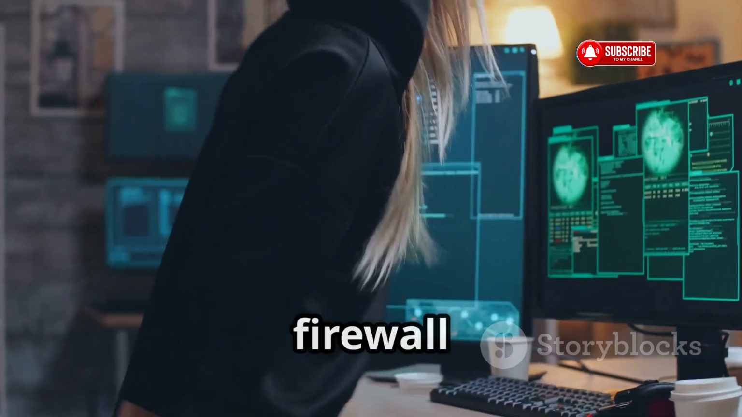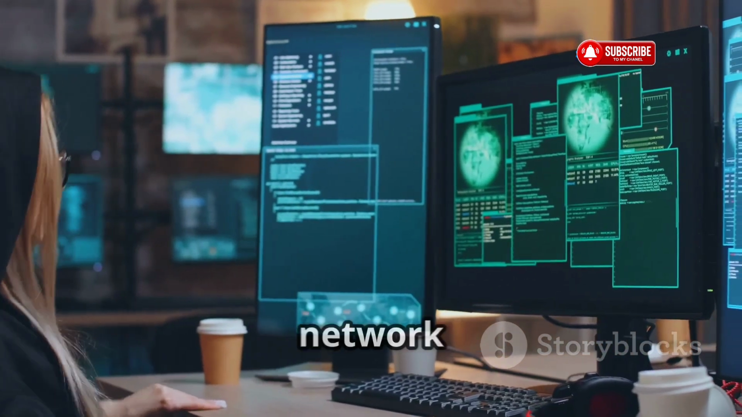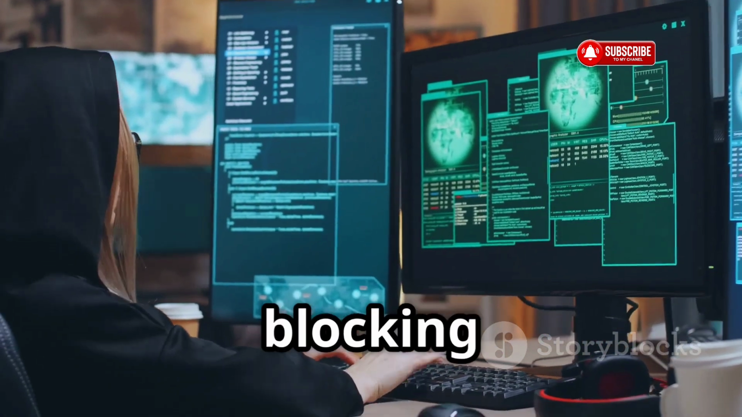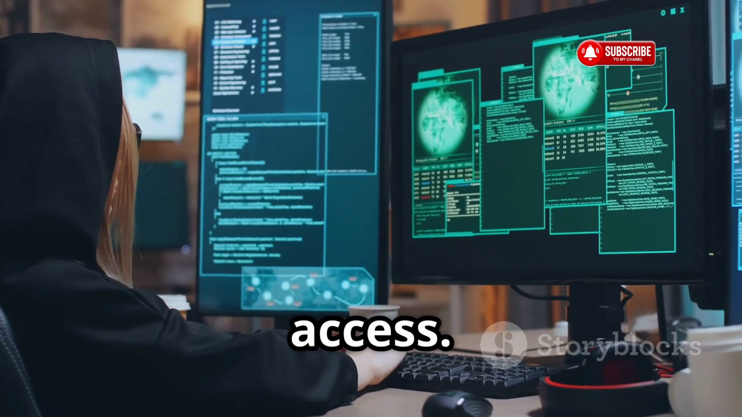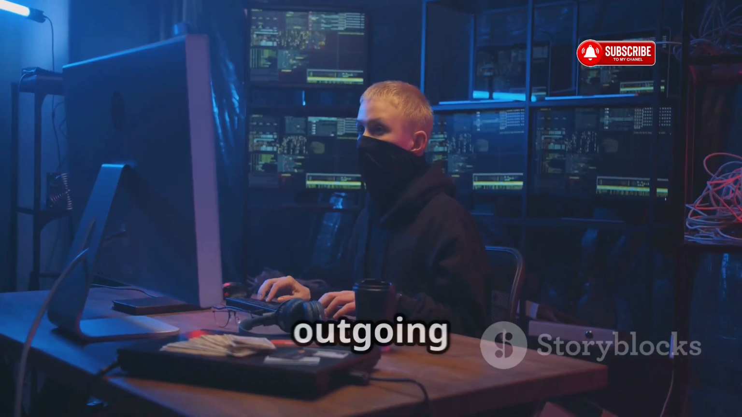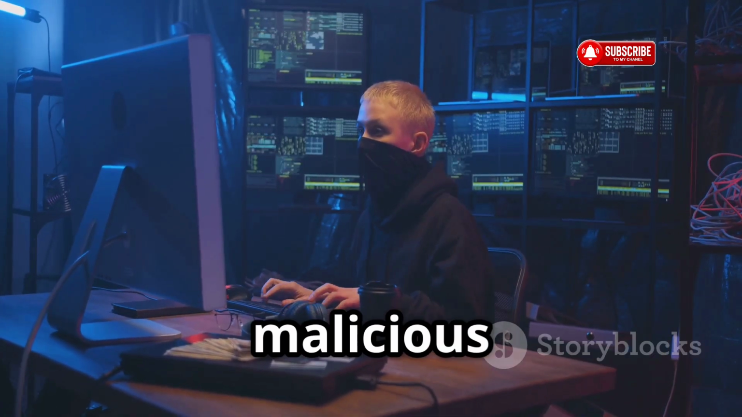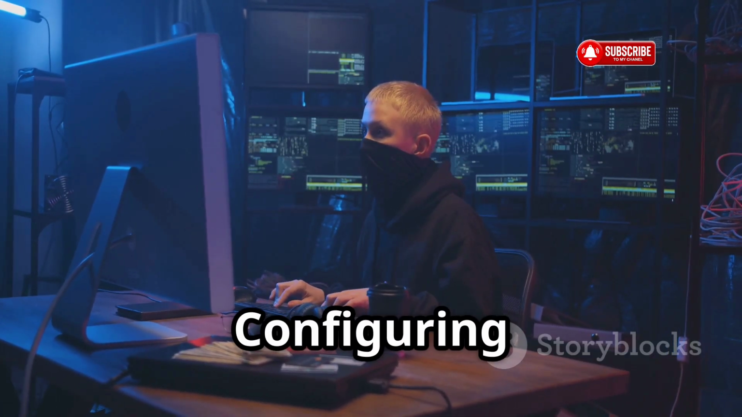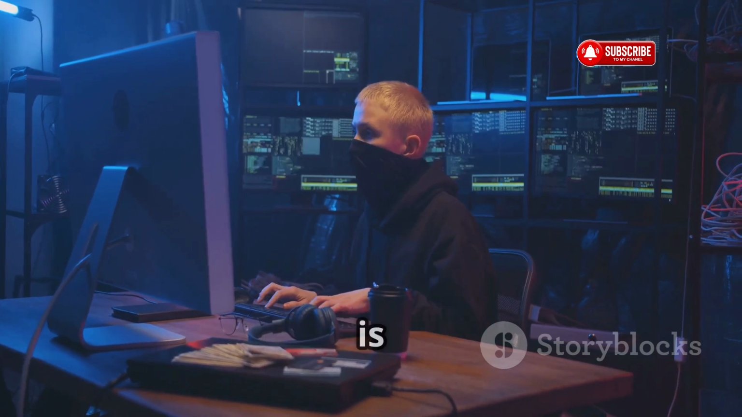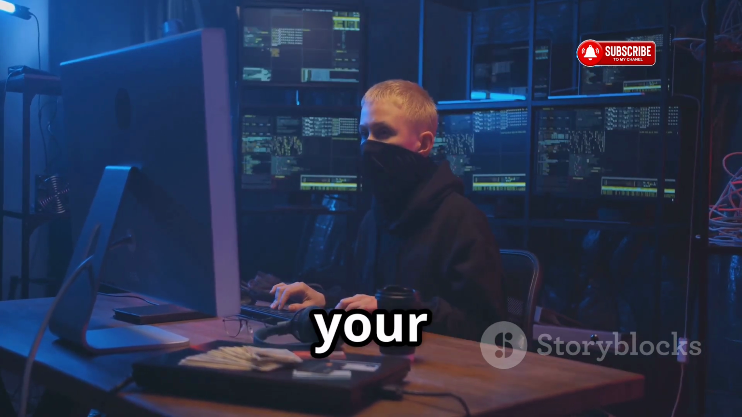Consider using a firewall on your computer and router. A firewall acts as a barrier between your network and the outside world, blocking unauthorized access. It monitors incoming and outgoing traffic and can help prevent malicious attacks. Configuring your firewall settings correctly is an essential step in protecting your network.